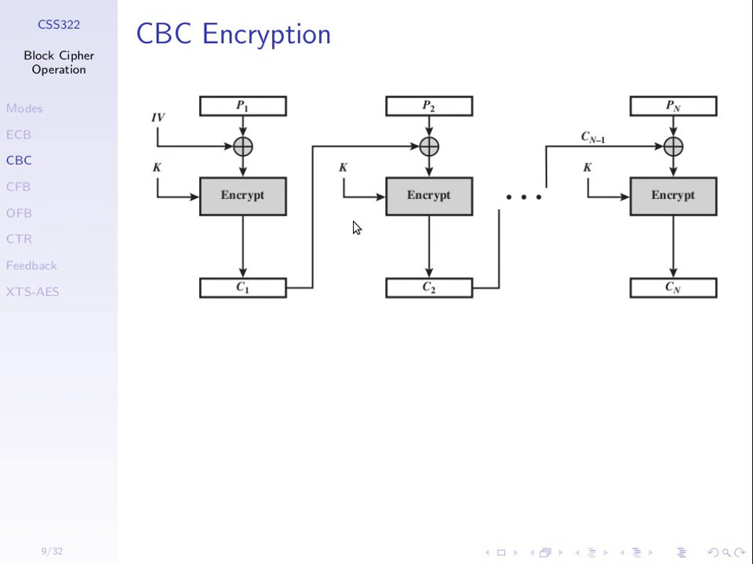The next plain text block, P2, we XOR that with the previous ciphertext block. Not with the initialization vector again, but with the ciphertext that came out from the previous iteration in this chain. So we take C1, XOR it with P2, and then encrypt the output of that value. And you get C2. And you keep going. You take the output ciphertext block from the previous iteration and use it as the input to the XOR in the next iteration for the next plain text block.